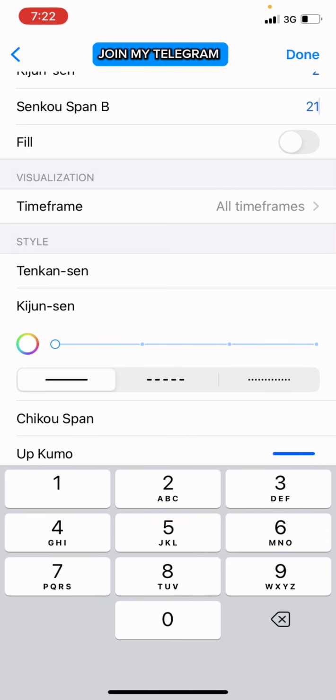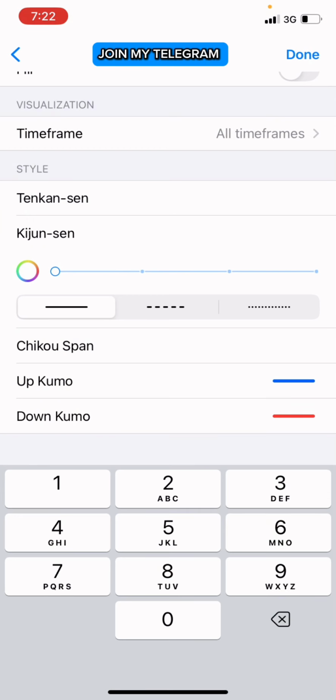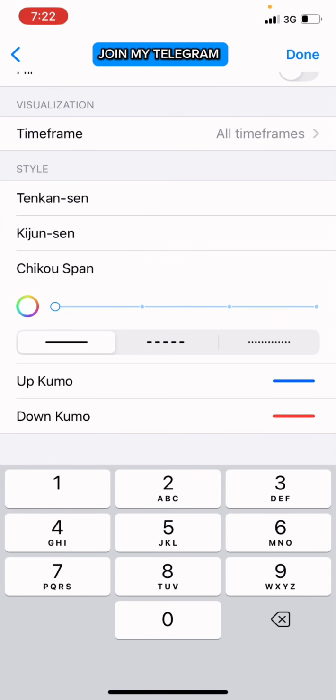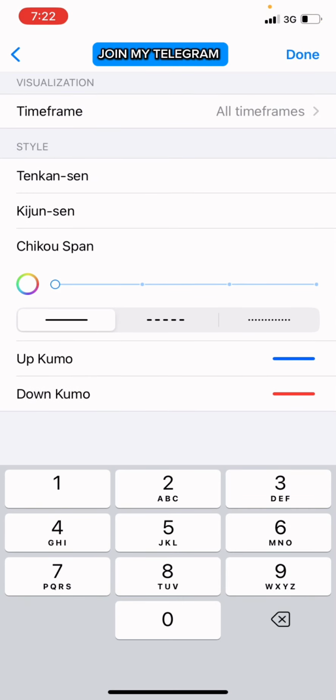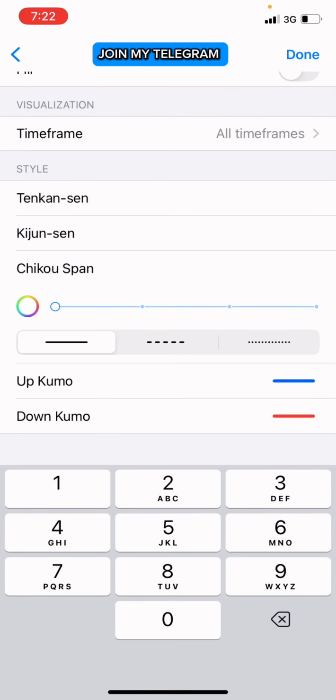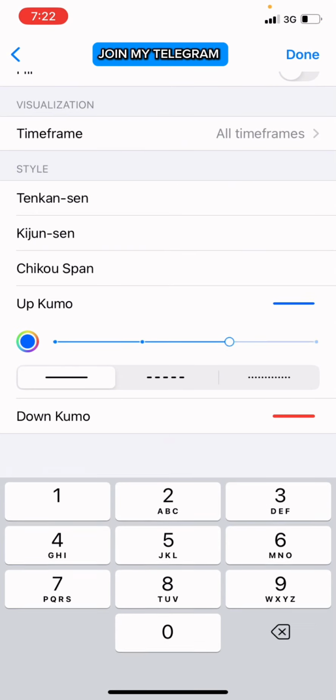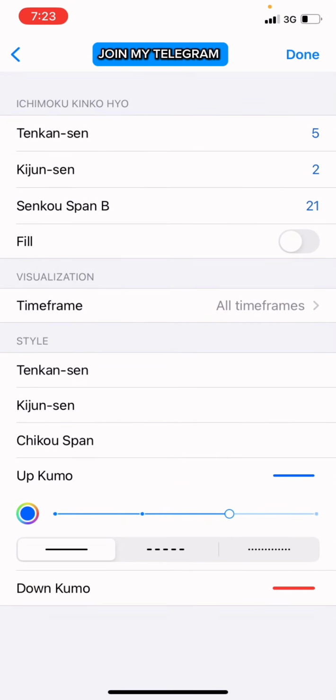Then the Chikou, I hope I pronounce this clearly, it's going to be white with 1 pixel as well. Then the up Kumo right here, we're going to put that on 3 pixels at the very point. Then we're going to leave that on the first trend line with the color.